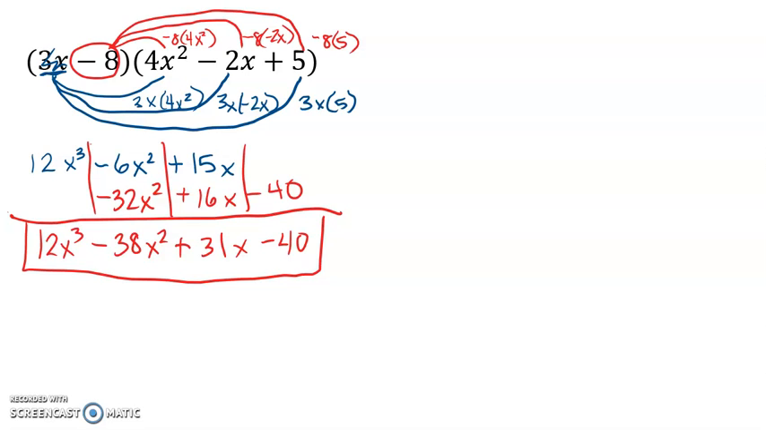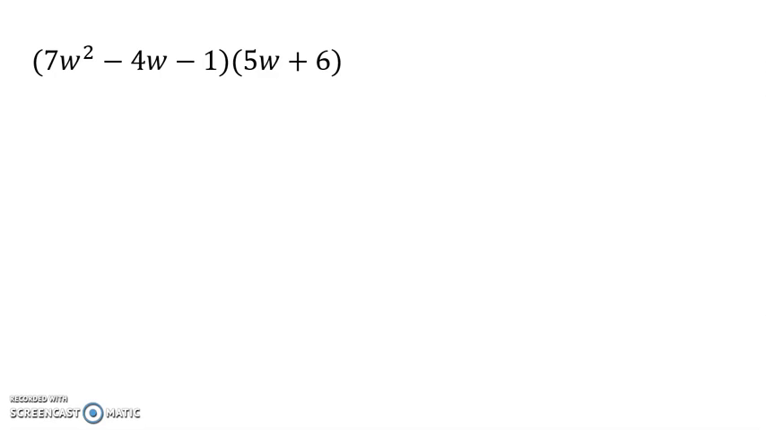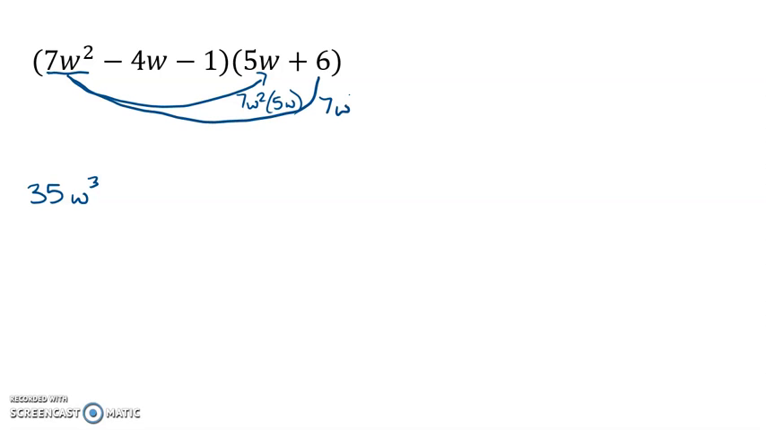Okay, let's do it again. Watch your signs, watch your exponents. Here we go. 7w squared minus 4w minus 1 times 5w plus 6. Okay, so the trinomial first this time. 7w squared times 5w. Okay, 7 times 5 is 35. W squared times w is w cubed. 7w squared times 6 is going to be positive 42w squared. Done with the 7w squared.